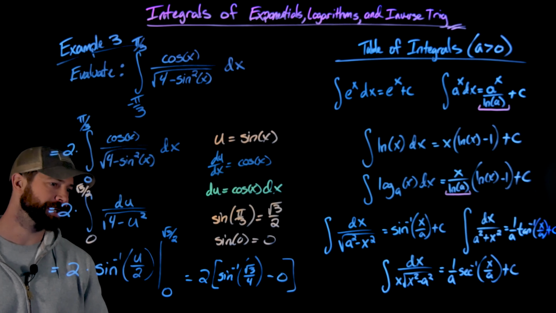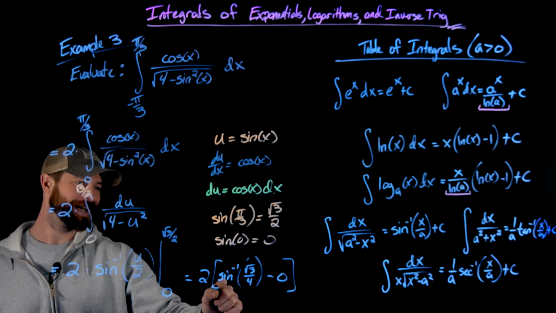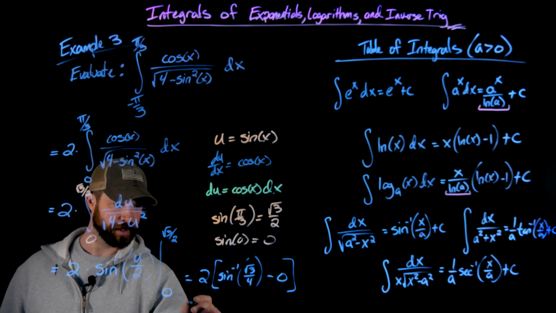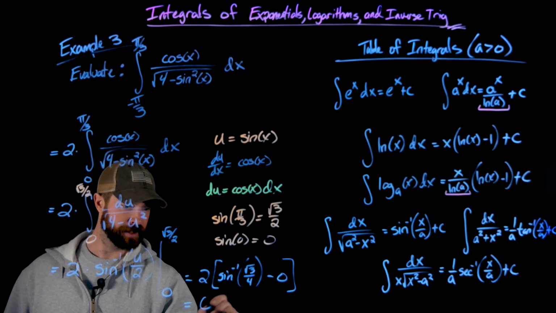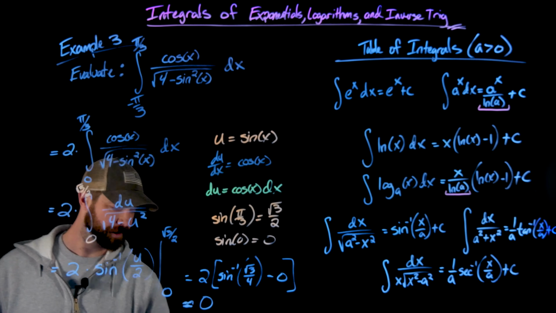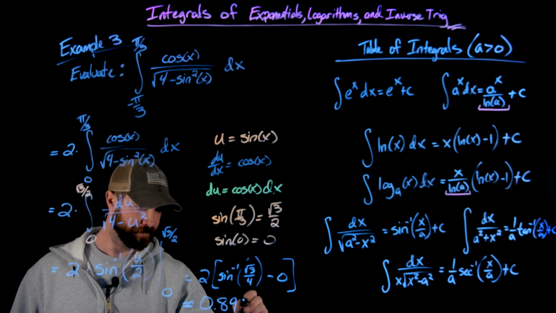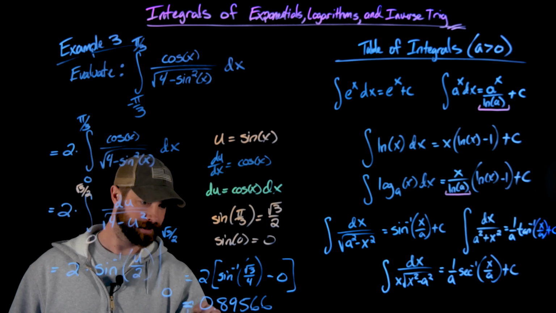And so the answer becomes 2 times the sine inverse of root 3 over 4. Plug that into my calculator, and what I got is that equals about, let's give this the approximation symbol here, 0.89566.